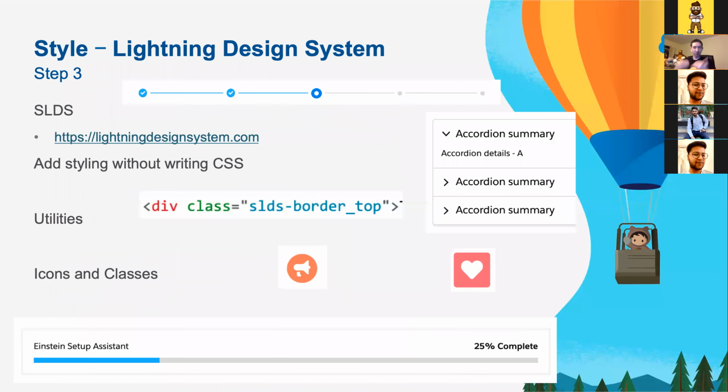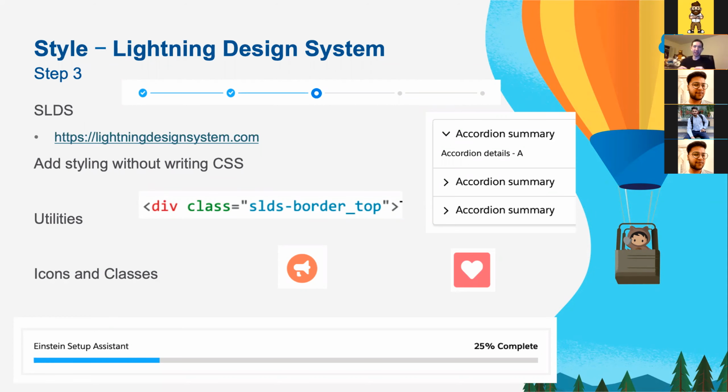If that's not enough and you want to take it even one step further, I highly recommend checking out the Salesforce Lightning Design System. You can find it at lightningdesignsystem.com. Essentially it's a pre-built collection of CSS libraries. Salesforce built it for you, so you don't also have to learn CSS in addition to JavaScript.